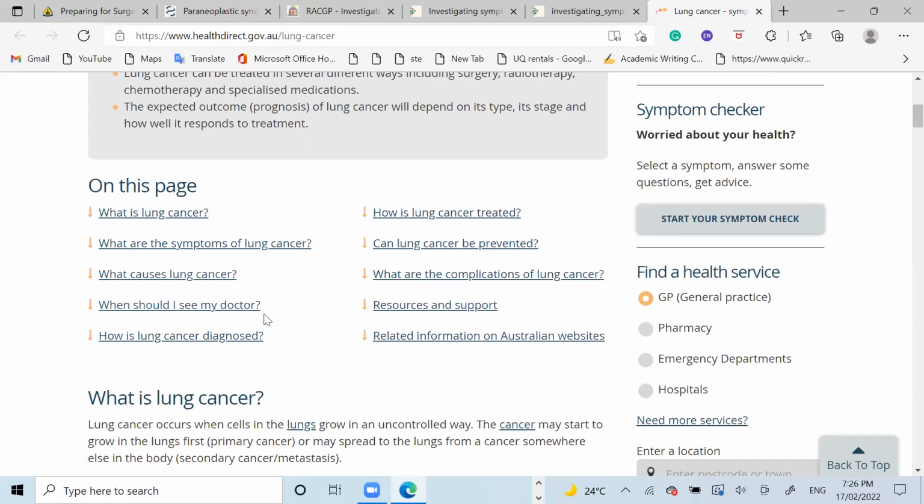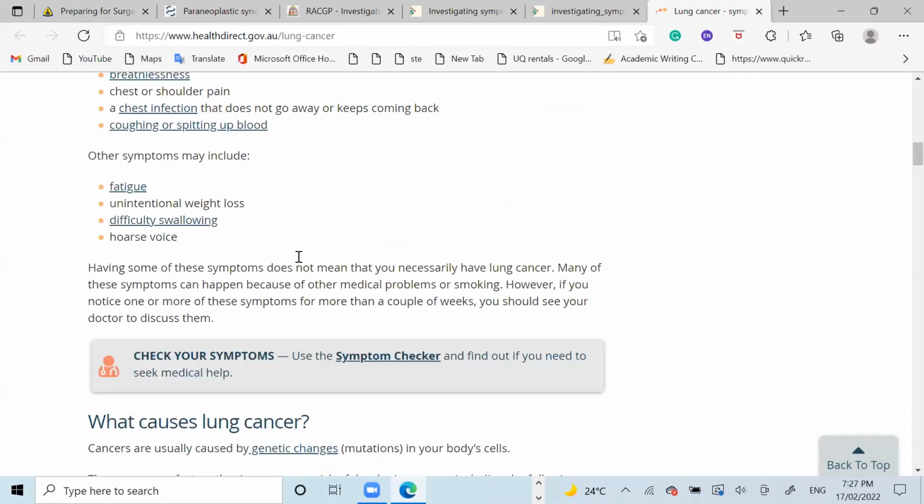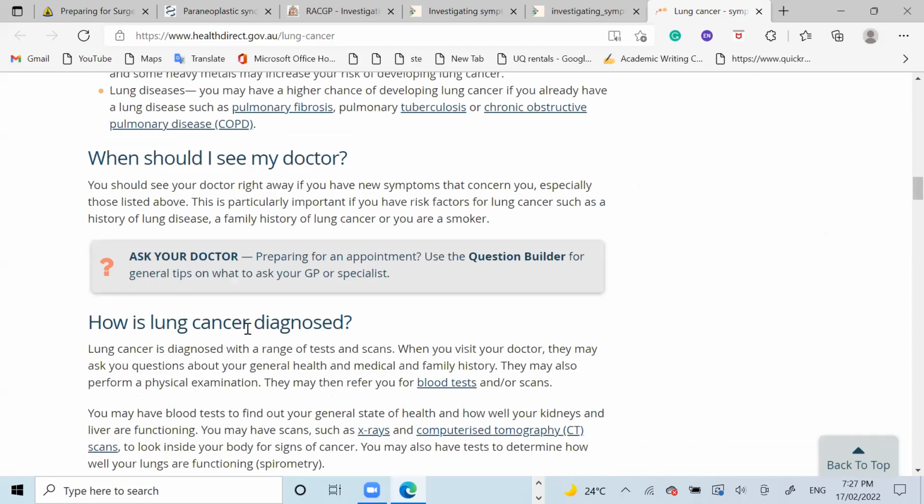Now, this health site is usually for the patients, but it is very useful for us as well to identify the red flags in a patient, when to tell them to see the doctor as well. How it is diagnosed, how it is treated, how it can be prevented, what are the complications of it. All of the information is here. You guys can go through this as well.